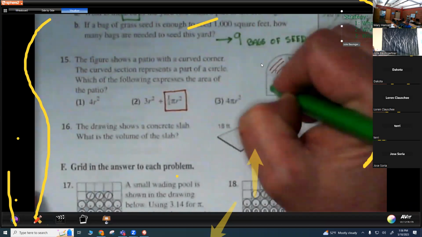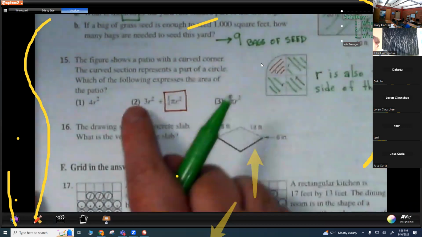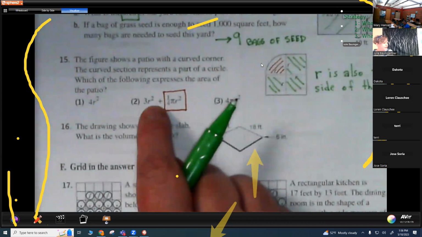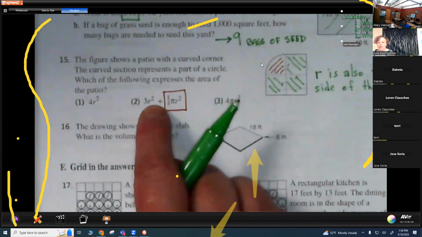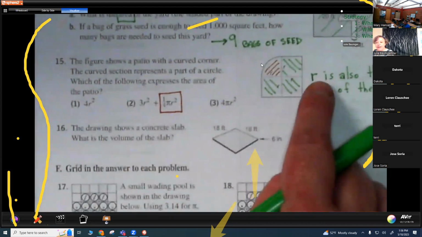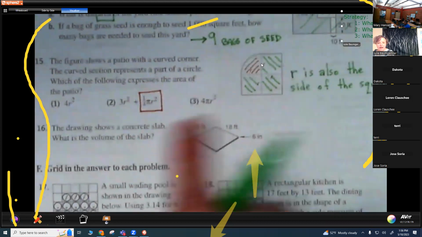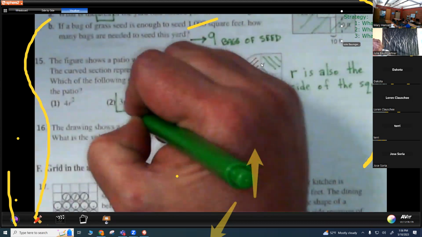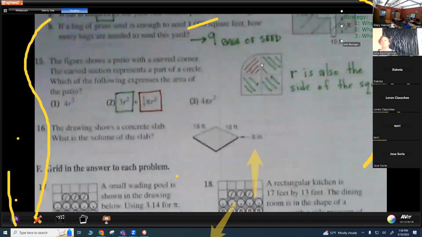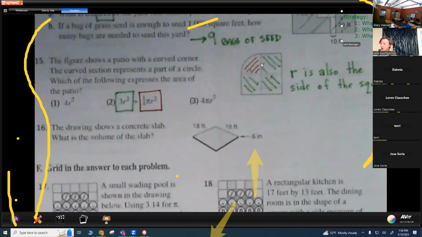So the other part of our expression, right, 3 squares. And we know that the area of a square, we square the side. So if the radius is the same as the side of the square, then these are our 3 squares. Very nicely. Okay. So you might see a problem like this. We did a warm up a little bit ago, kind of about that.